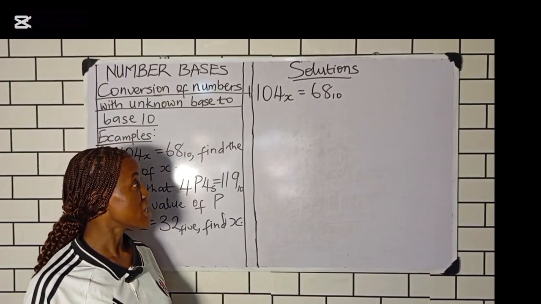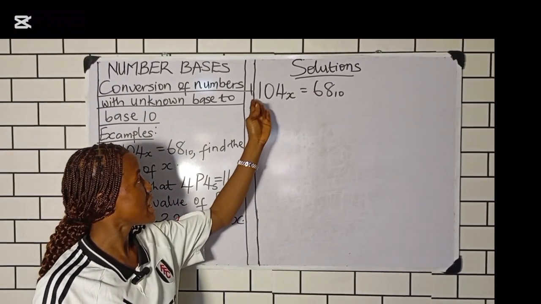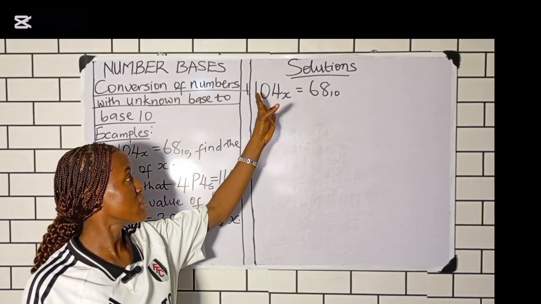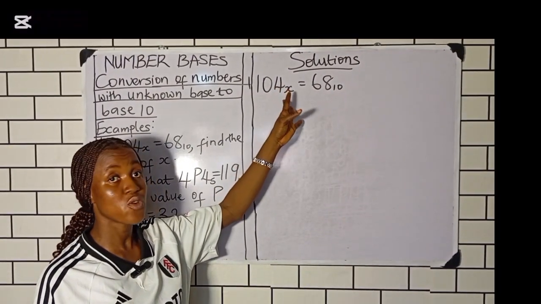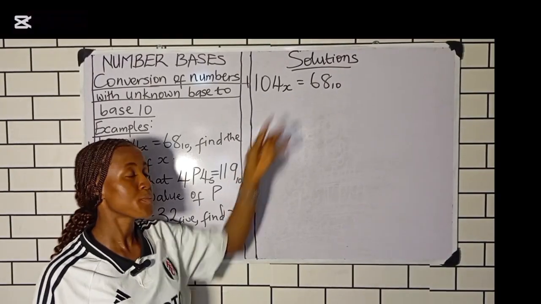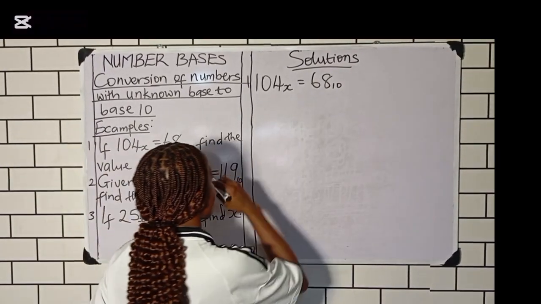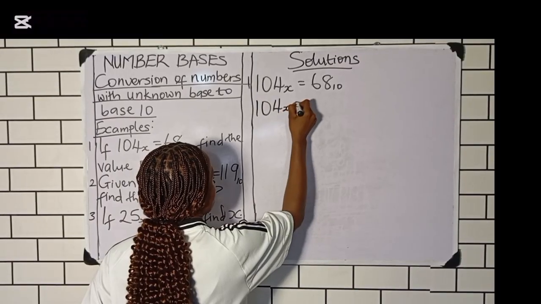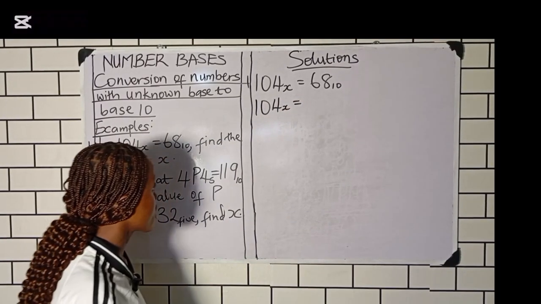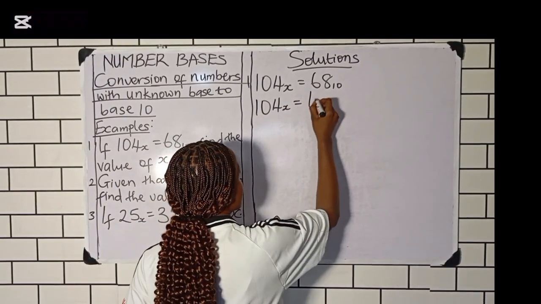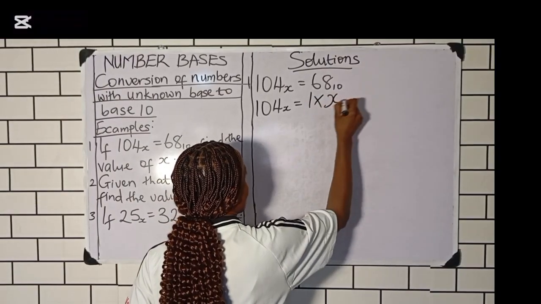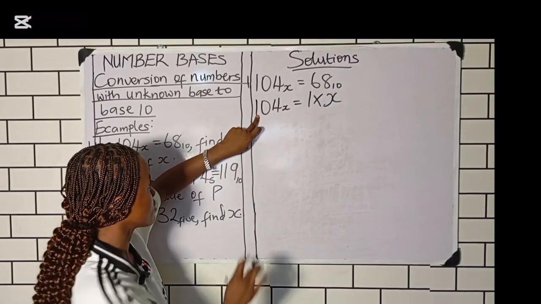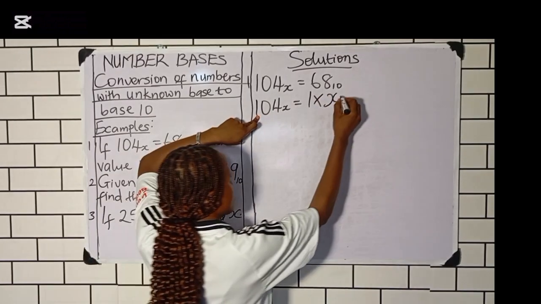What you have to do here is, first of all, convert the left hand side to base 10. After converting the left hand side to base 10, then you find the value of x. Now we are converting this 104 in base x to base 10. We have 1 times x raised to power, after 1, how many numbers are remaining? At the back of 1, you have 1, 2, raised to power 2.